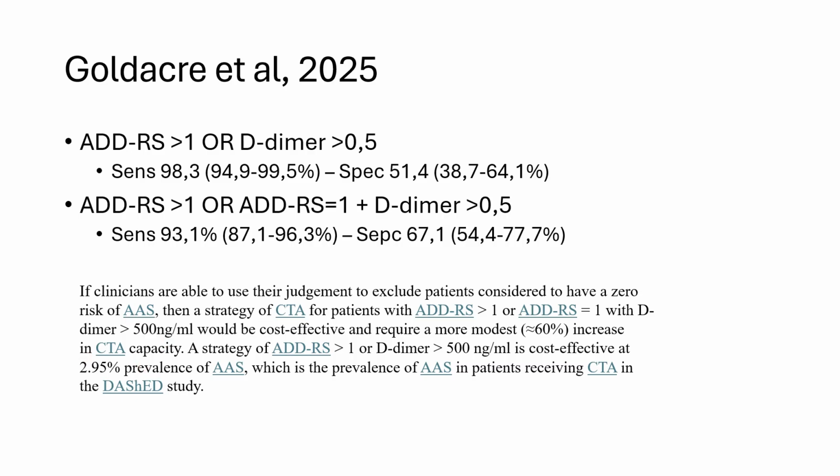So you need to know that if we don't want to miss these rare birds, then we need to do 60% more CTAs. That's a lot. But it probably would be cost effective according to them. A strategy of ADRS, or the other one, is also cost effective at 3% prevalence of AAS, which is the prevalence of AAS in the patients receiving CTA in the ADvISED trial. Sorry, not the SHED trial, the ADvISED trial. Yes, so it seems like that's tangible.